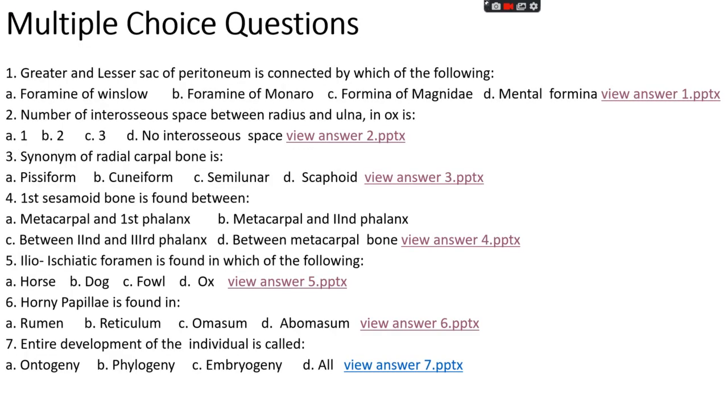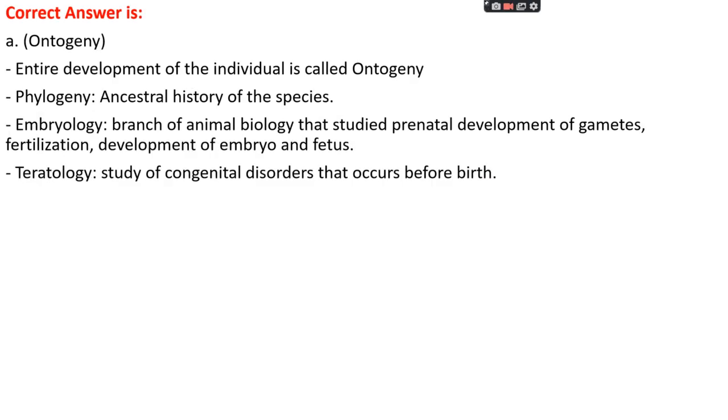Okay. Question number 7. Entire development of the individual is called option A ontogeny, option B phylogeny, option C embryogeny, option D all. The right answer is option A, that is ontogeny. Entire development of the individual is called ontogeny, while phylogeny is the ancestral history of the species, that is terms related to phylogeny.